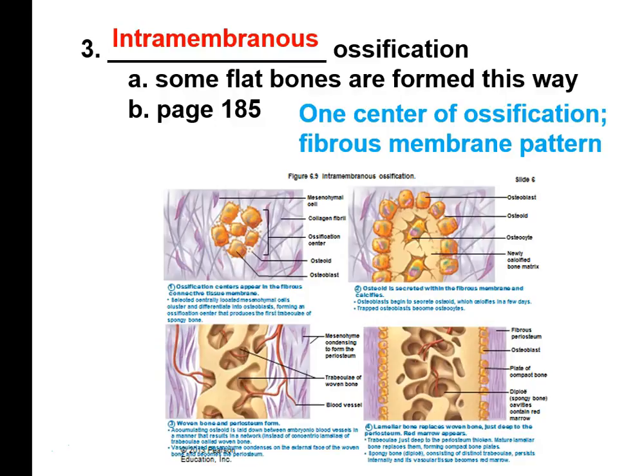I'm not sure about that page number, but figure 6.9 shows intramembranous ossification. What I want you to know is that intramembranous ossification has one center of ossification and it forms over a fibrous membrane pattern. If you think about skull bones, when a baby's first born, we're so careful of their head because of the soft spots, and that's because this fibrous membrane is there and the bones haven't completely ossified over it. So we're very protective until that bone completely fills in. It also allows the cranial cavity the ability to grow larger.